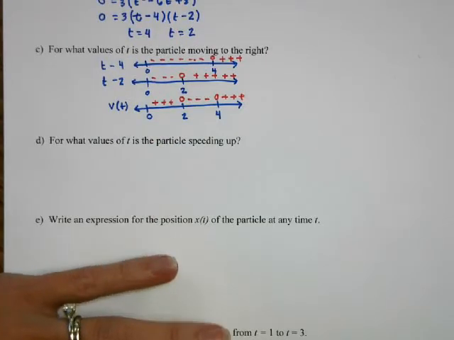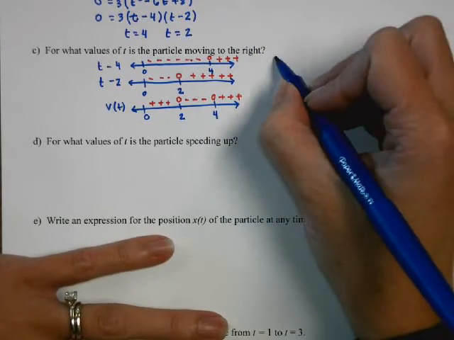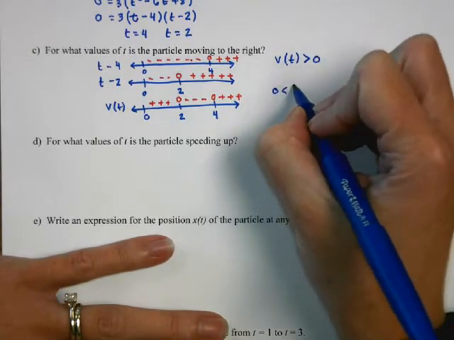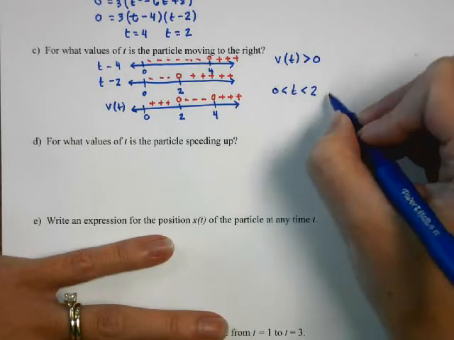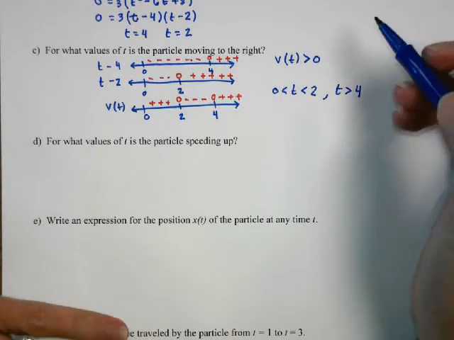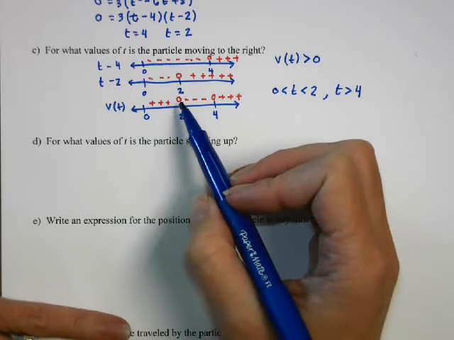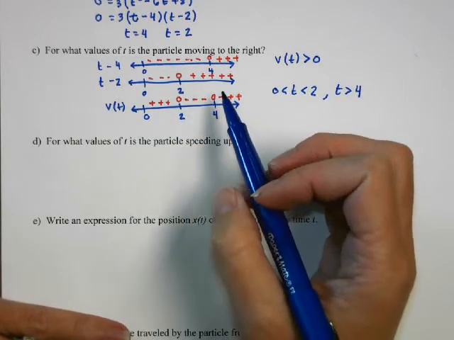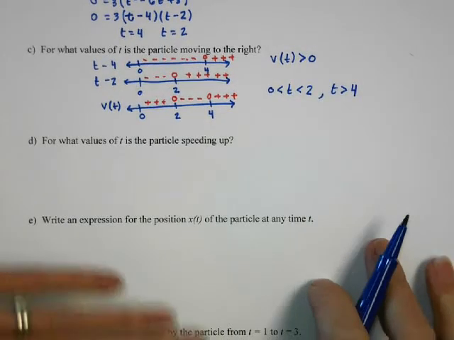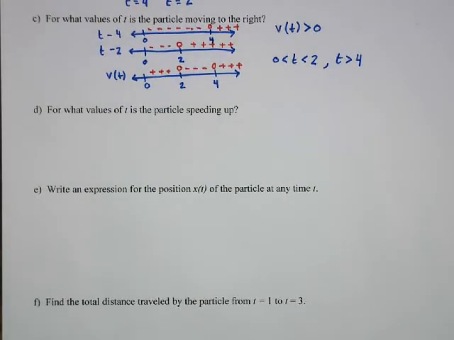So to answer the question, when is it moving to the right? It's going to be moving to the right when velocity is positive. So that's going to be between 0 and 2, and when t is greater than 4, because it's positive there, and we don't include the endpoints because at 2 and 4, it's neither positive nor negative, it's 0.